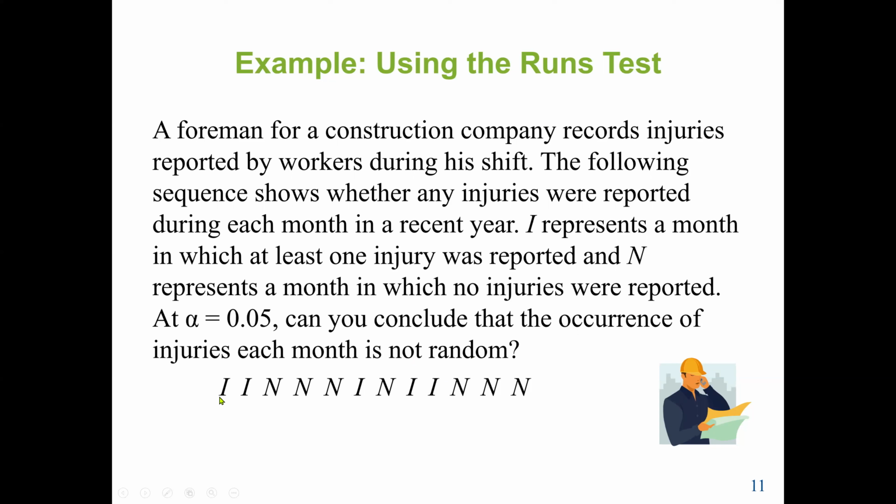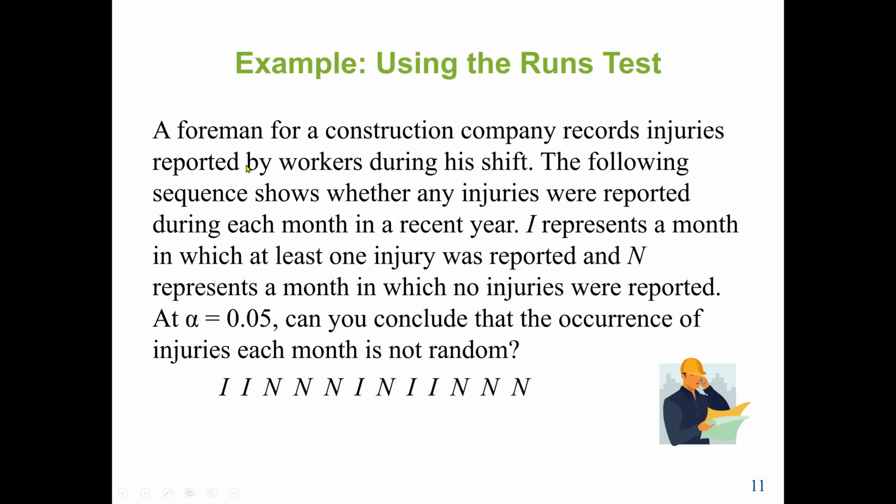So here, I means there was an injury that month, N means there was no injury. So we have I, N, N, N, I, N, N, N. We can count the number of runs here: 1, 2, 3, 4, 5, 6. And the total should give us 12: 1, 2, 3, 4, 5, 6, 7, 8, 9, 10, 11, 12, because it's for the whole year, 12 months.